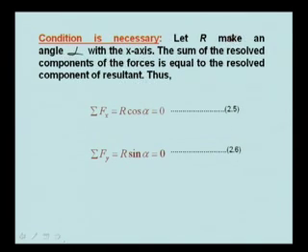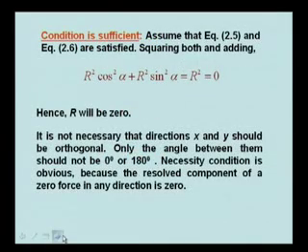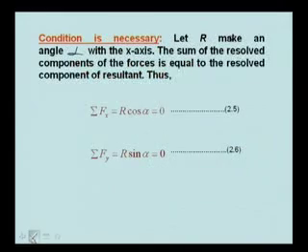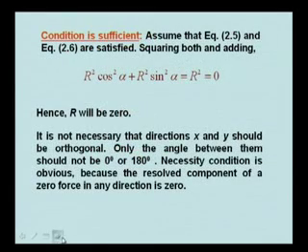That means sigma Fx is 0, sigma Fy is 0. This condition is sufficient also, because assume that these equations are satisfied. That means, for a certain case, R cos alpha is 0, R sin alpha is 0, which implies that if you square both and add, then R squared cos squared alpha plus R squared sin squared alpha is equal to R squared, that must be 0. Hence R will be 0.